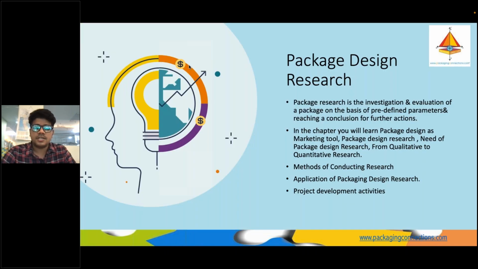The next chapter is about packaging design research. Packaging design research is the main part in new package development, new product development. It's an investigation and evaluation of the package on the basis of predefined parameters, and reaching a conclusion where you form the strategy to work on and take your research to the next level.